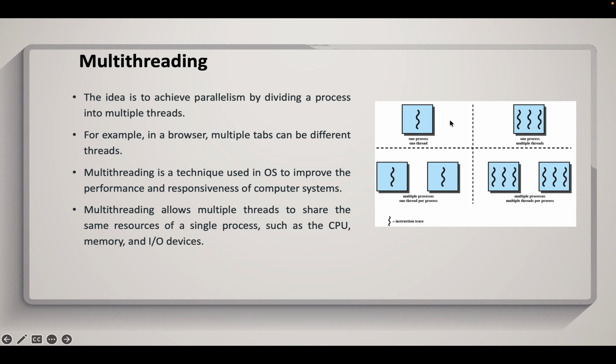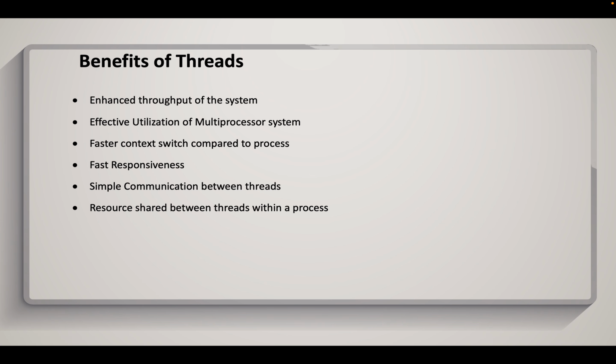Here you see we have one process with one thread, two processes with single threads, and multiple processes with multiple threads. These are various multi-threading types. What are the benefits of threads? Enhanced throughput of the system, effective utilization of multiprocessors, faster context switch compared to a process, fast responsiveness because of fast context switch, simple communication between threads, and resources shared between threads within a process.